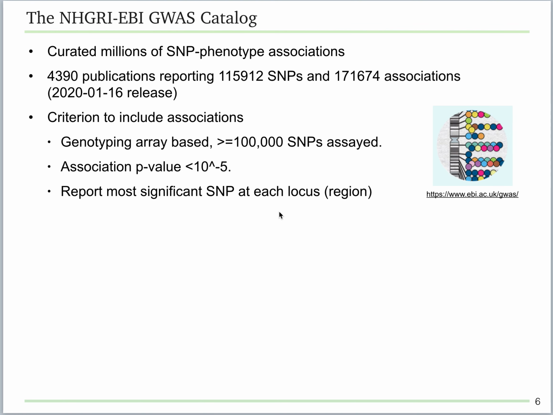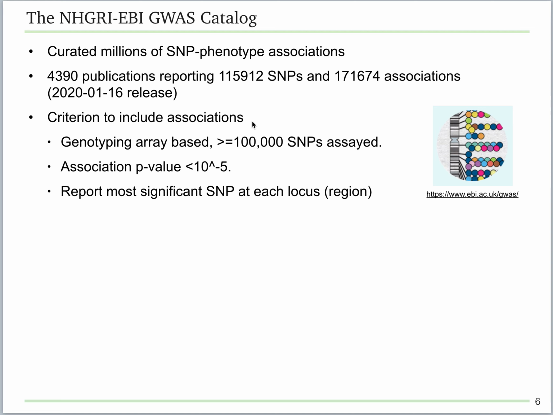Nowadays, there have been thousands of GWAS studies published, and it's impossible to read the studies one by one in order to dig out the important SNPs of interest. Fortunately, the NHGRI-EBI GWAS catalog has a curated database containing millions of SNP phenotype associations.